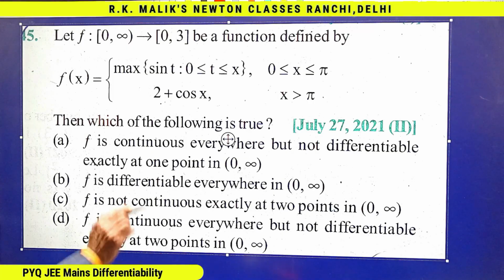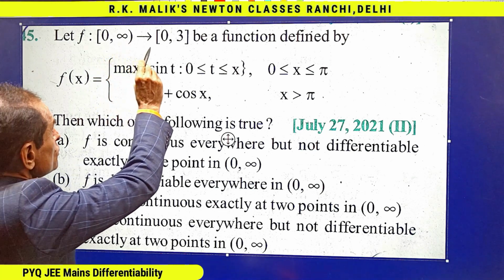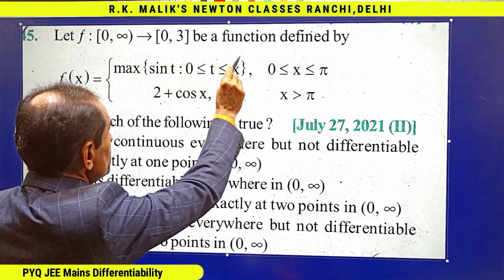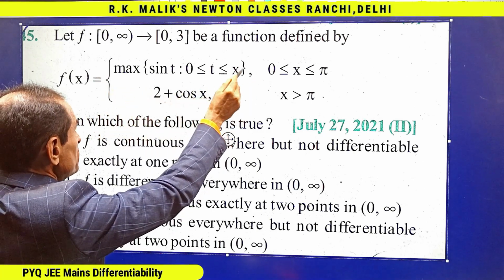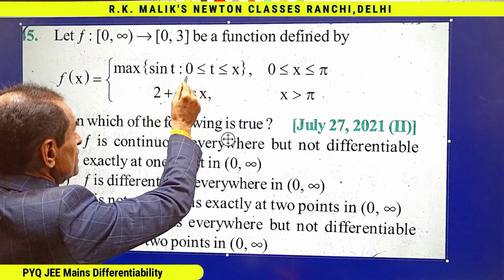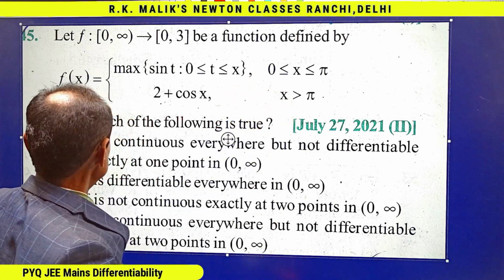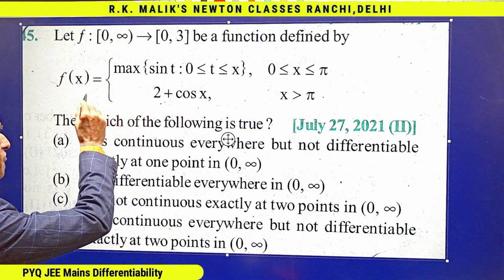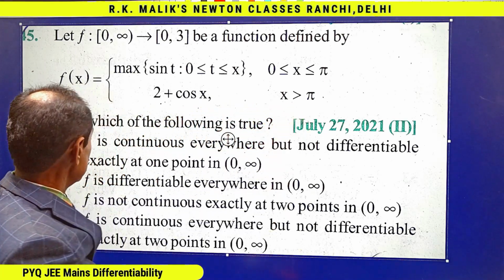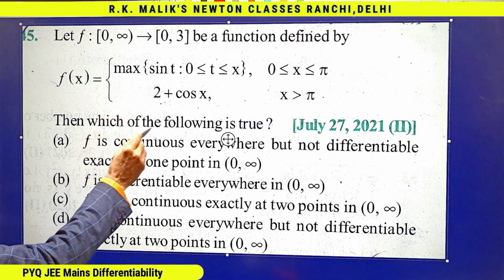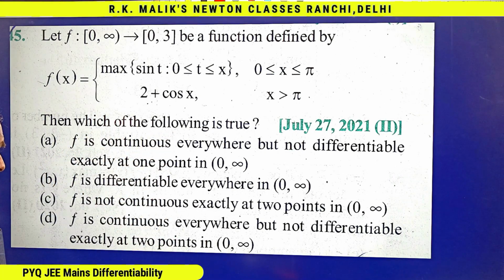In this question, it is given that f takes the interval 0 to infinity to the interval 0 to 3, be a function defined by f(x) equal to the maximum of sin t where t lies between 0 and x, for x lying between 0 and pi, and f(x) is 2 plus cos x if x is greater than pi. Then which of the following is true? You have to find the correct choice.